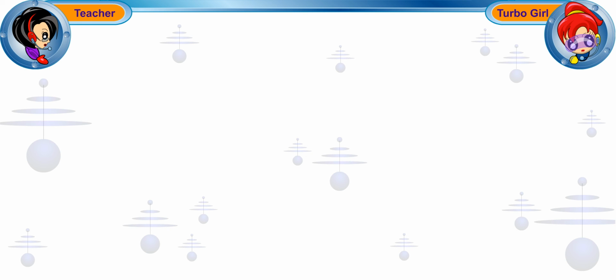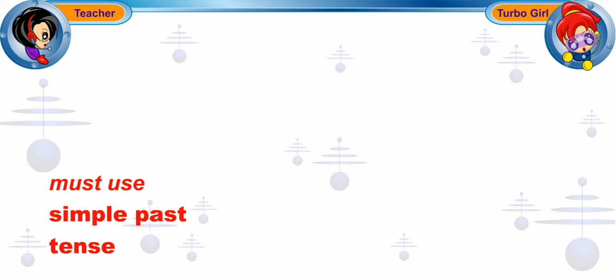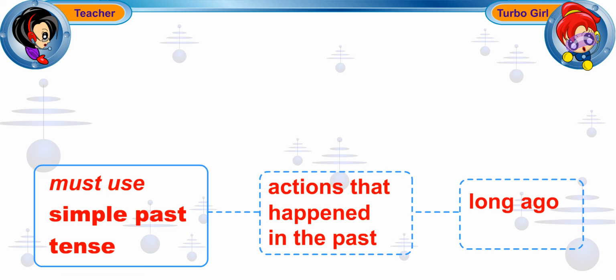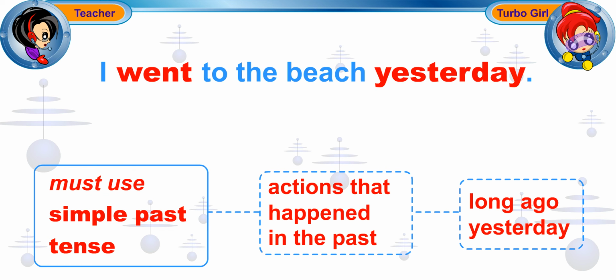No problem. First, we learned that we must use the simple past tense when we talk or write about actions that happened in the past. Words like long ago and yesterday tell us that the action is in the past. For example, I went to the beach yesterday. But these words need not always be in the sentence. For example, we can also say, I went to the beach.